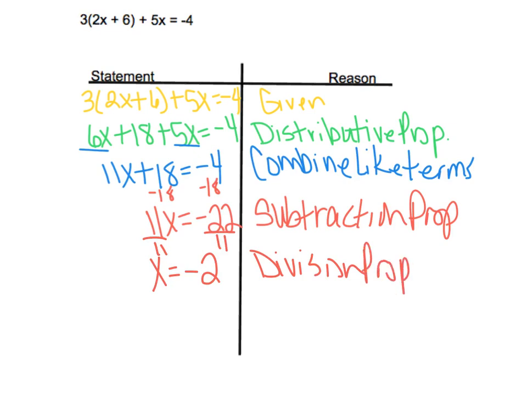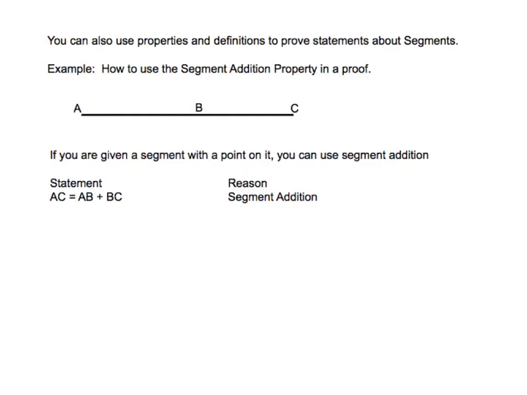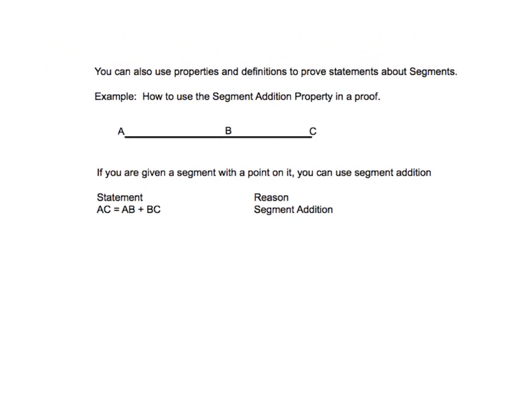Now we are going to take this idea of 2-column proofs and use segments instead of equations. There are some things that we need to remember before we do that. So you can use the properties that you used in algebra with segments also. Like you can add segment pieces together to equal a whole. So on this first example, we are going to use the segment addition property.